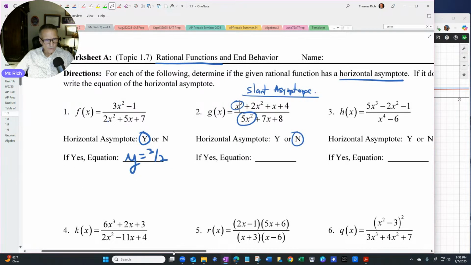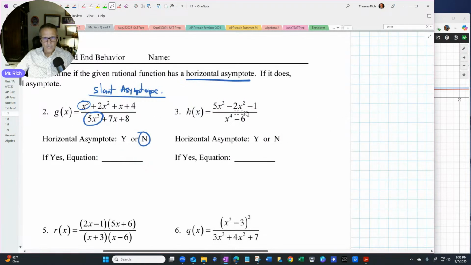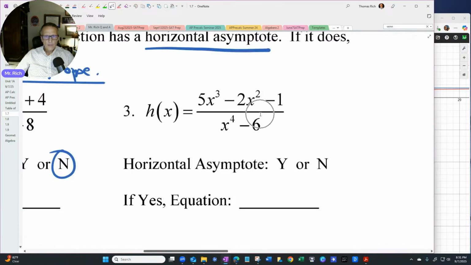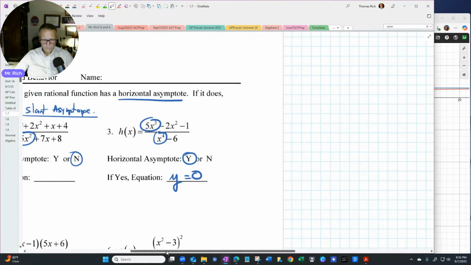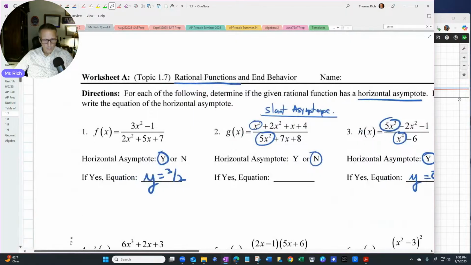Well, let's go to number 3. What we have here is a higher degree term in the bottom than we do in the top. That means we do have a horizontal asymptote, but that's going to be at the x-axis, also known as the horizontal line y equals 0. So really simple to know if the functions are written in their standard form, whether there's an asymptote or not.